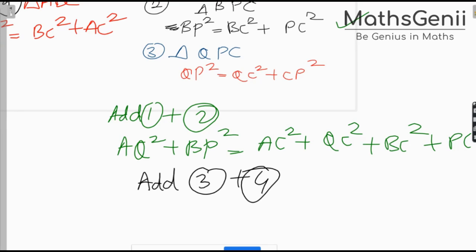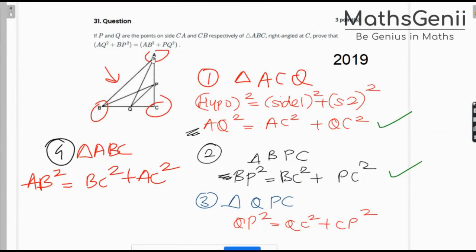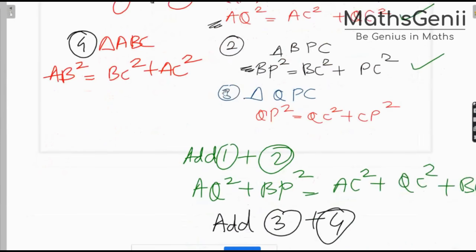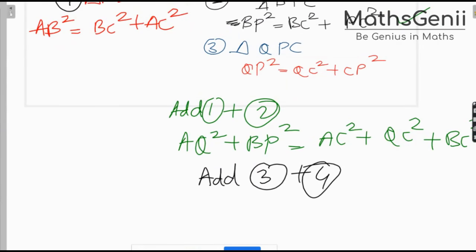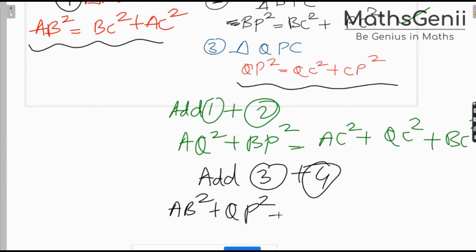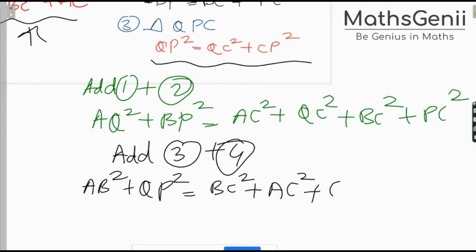Now I'll add 3 and 4. How did I understand that I have to add 3 and 4? Because again, go in question. AB plus PQ. So AB is in 4 and PQ is in 3. So I'm adding AB and PQ, adding this and this together. AB square plus QP square is equal to whatever is on this side: BC square plus AC square plus QC square plus CP square, or PC square, same thing.